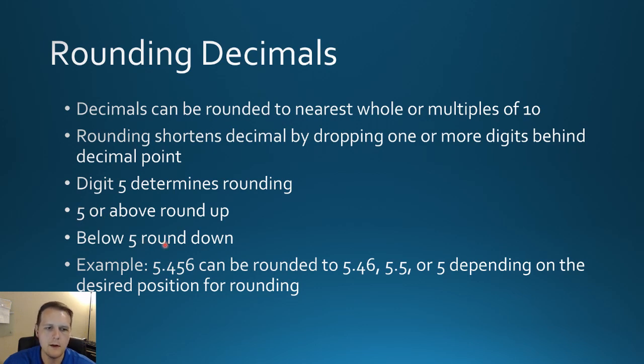Okay, it's pretty standard in medicine. As an example, if we have the value 5.456, there's a few different ways that you could round this. If we wanted to round it to the hundredths place, by looking at the 6, it's above 5, so I would end up just rounding that up. So 5.456 rounded to the hundredths place would be 5.46.